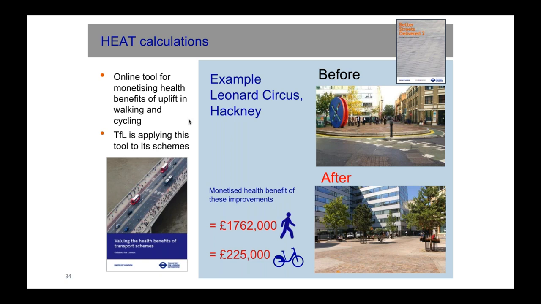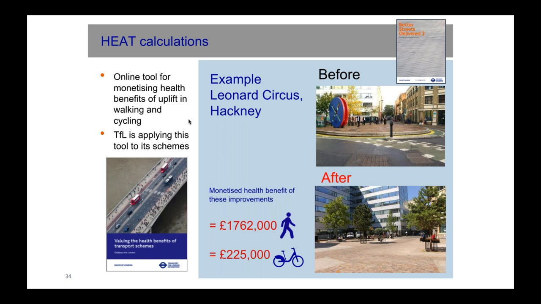The next tool may be familiar to some of you. The Health Economic Assessment Tool for Walking and Cycling is an international tool for monetizing health benefits, but I've done quite a lot of work in London to operationalize it and actually make it be used on a routine basis by producing a local manual and showing examples in a brochure, which is called Better Streets Delivered Too.